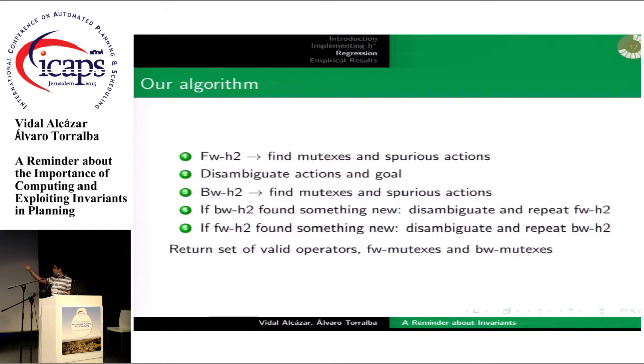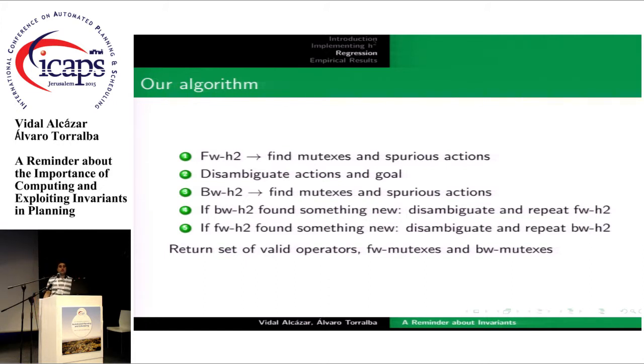Okay, so what we do in our algorithm is, in the preprocessing stage, we just compute H2 in forward direction. This allows us to find some mutexes and actions that are spurious, that are not applicable. Then we use that information to disambiguate the actions and the goal, finding extra information, and then run the same analysis but in regression. This might find more mutexes and spurious actions, and whenever we discover something new in regression, we can use that new information to extend our analysis in progression, and vice versa.